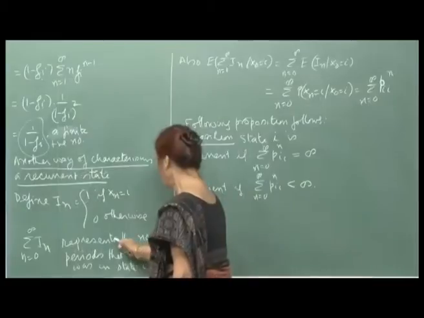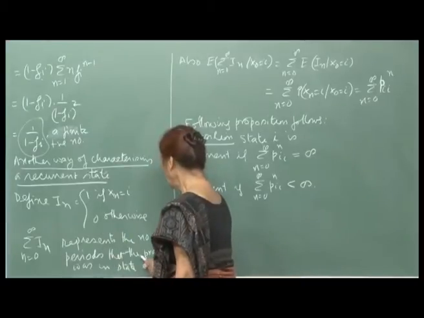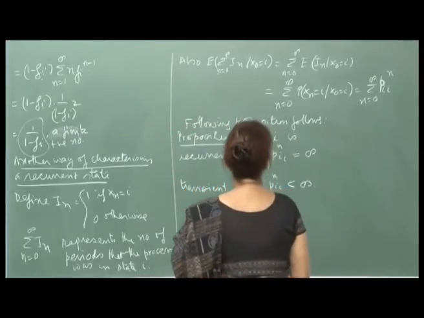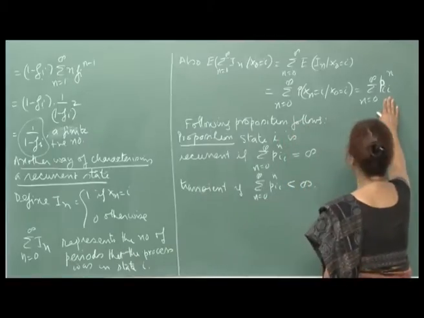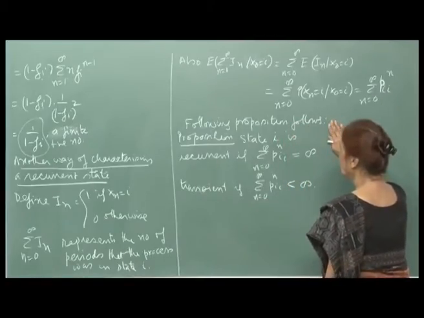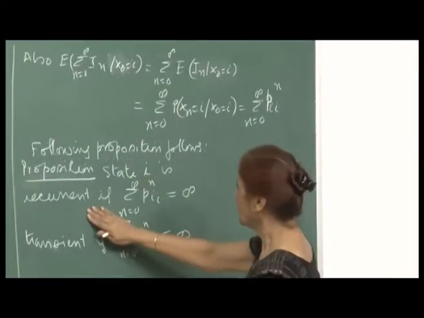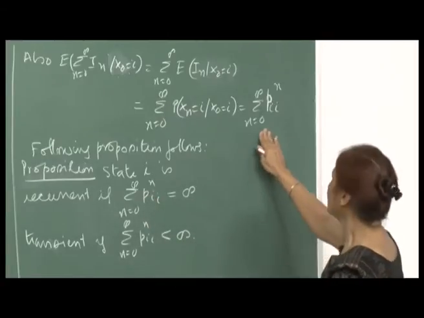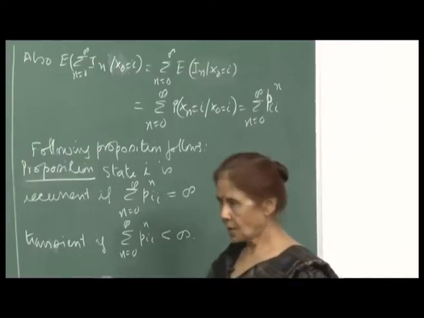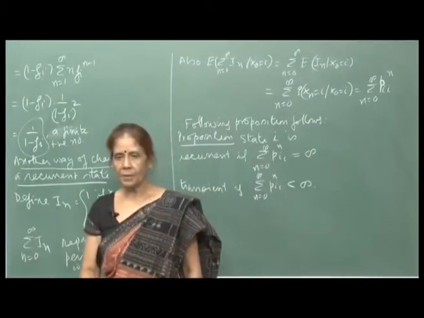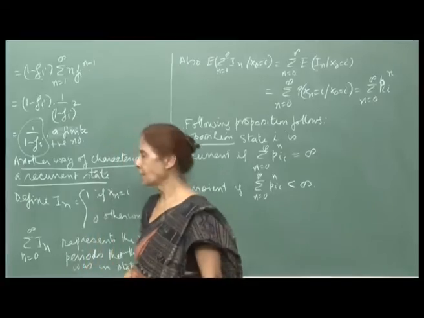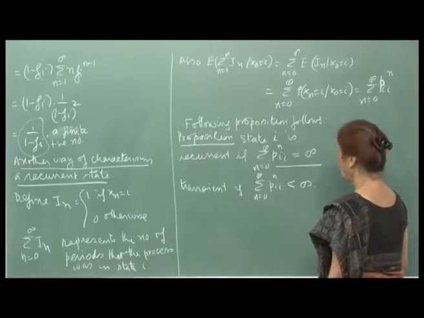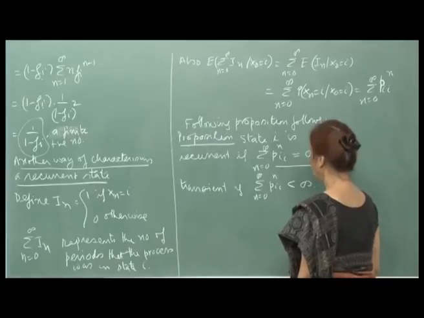So, the sum of I_n, n varying from 0 to infinity, represents the number of periods that the process is in state i. Once you have computed this, a proposition immediately follows. The proposition says that state i is recurrent if this is infinity, because this is the expected value, and our definition is that a recurrent state will keep revisiting itself an infinite number of times. So, the expected value will also be infinite, and for a transient state this has to be less than infinity.